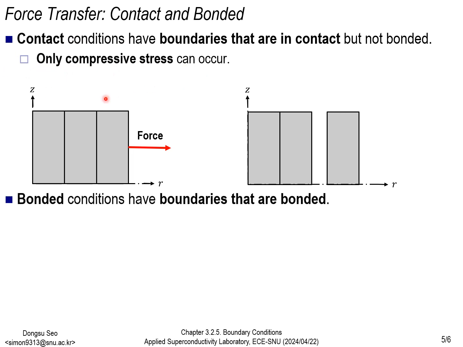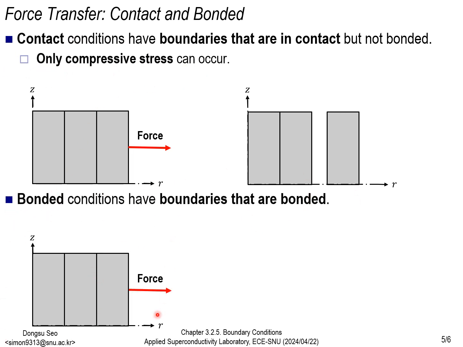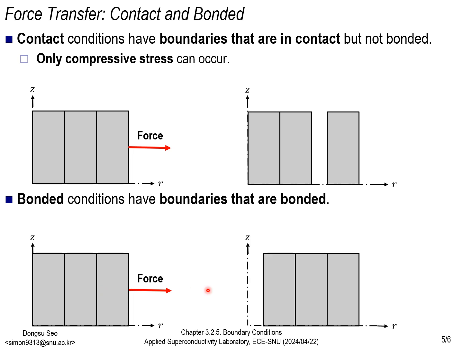Bonded conditions have boundaries that are bonded. Similarly, if we apply force on the outermost turn and pull it again, each turn is bonded so that every turn is pulled to the direction that force is applied. In this case, both the compressive and tensile stress can occur.